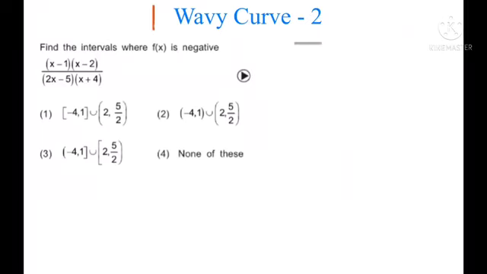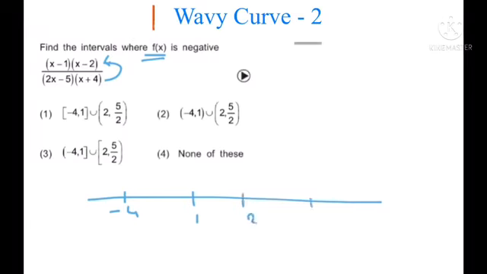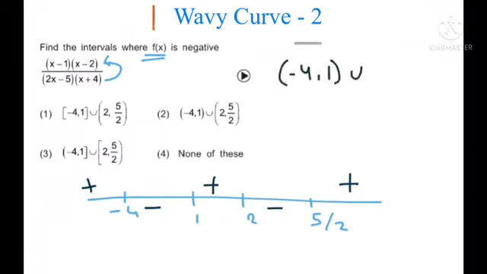Find the intervals of x where f(x) is negative. The sign scheme of this, if I take the entire part on the numerator, will remain the same. So the respective change points are -4, 1, 2 and 5/2. So it is positive here, negative, positive, negative, positive. It is negative between -4 to 1, union 2 to 5/2, given in option 2.